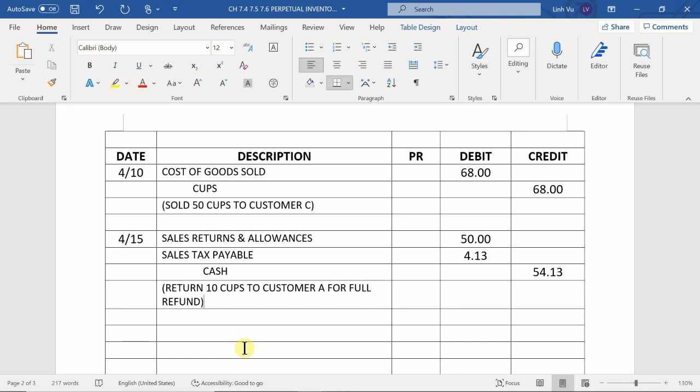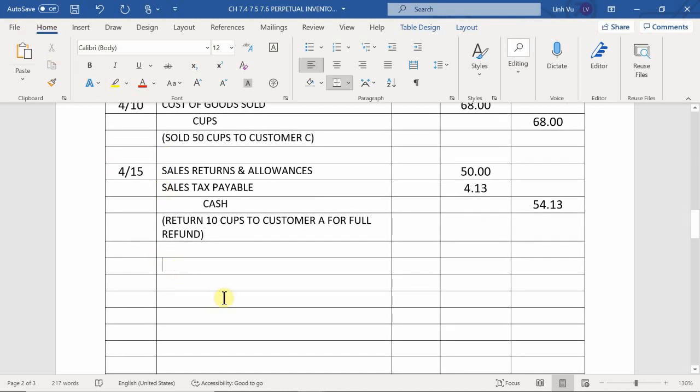All right. Now, here's the question. Customer A is going to be returning 10 of those coffee cups for a full refund. So therefore, do we need to update our inventory? Do we need to restock these cups back into our inventory? Yes, we do. So therefore, we need to debit our cups and we're going to reverse the cost of goods sold. So if each cup will cost me $1.36 and I'm returning 10 of them, how much is going to be my total amount that I am going to be putting back into my inventory?